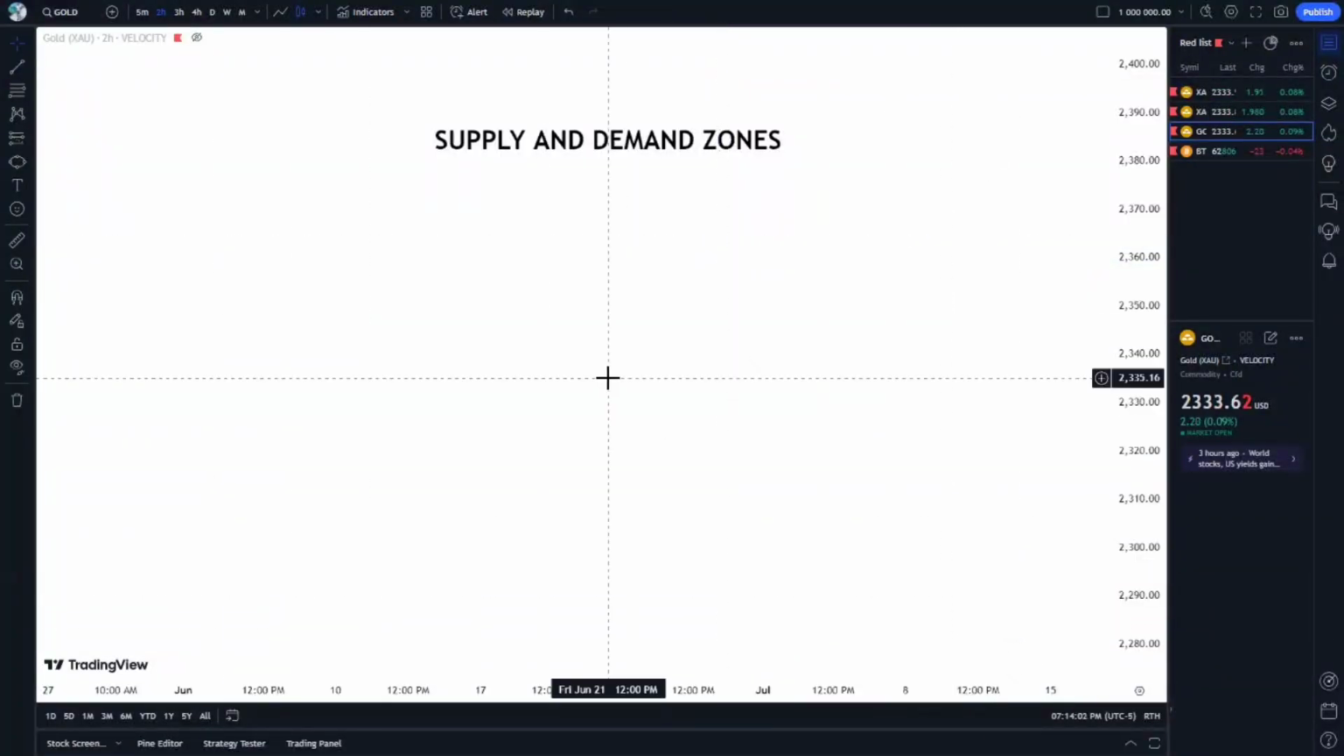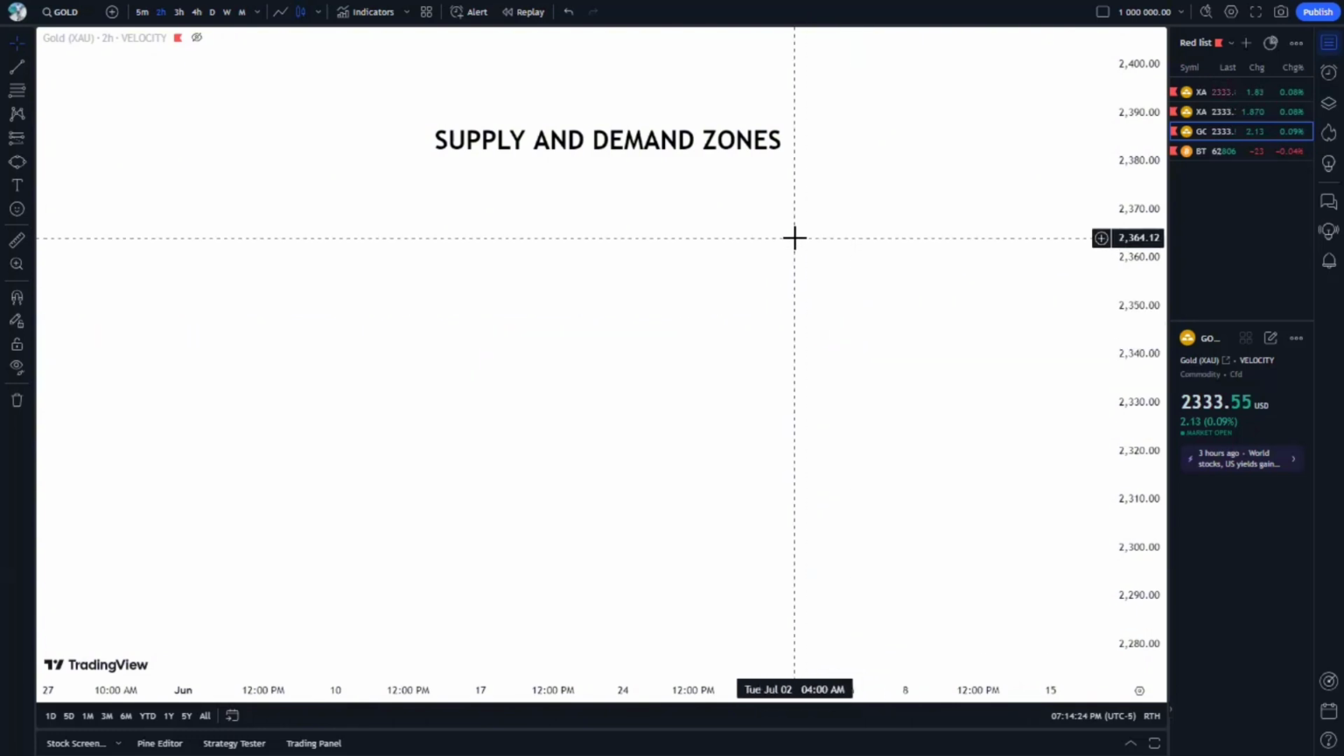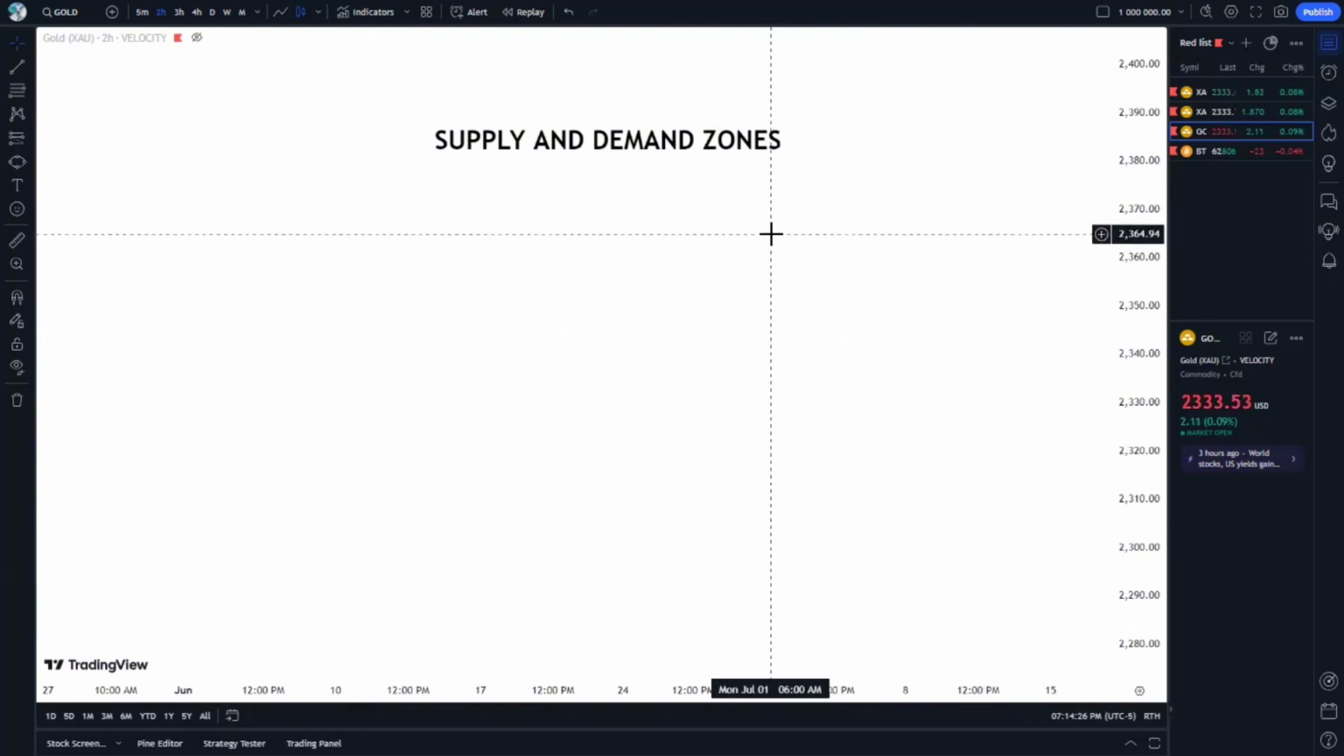And today's topic will be going over supply and demand zones. So, supply and demand zone is very important. I know I said on the market structure that that is probably one of the most important videos, but supply and demand zone is right up there with it, meaning it is very important.